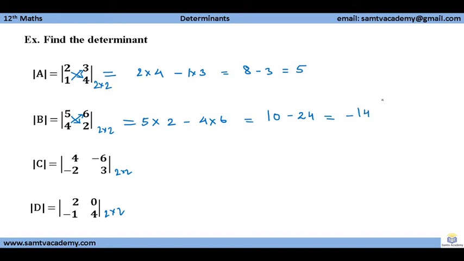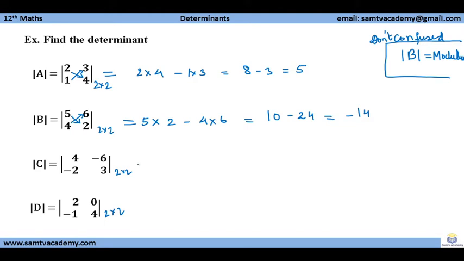I want to tell you that this representation should not be confused with modulus, because we also represent modulus similarly. It is a representation of a matrix enclosed within two vertical lines. So this value will remain minus 14 only. So don't confuse.